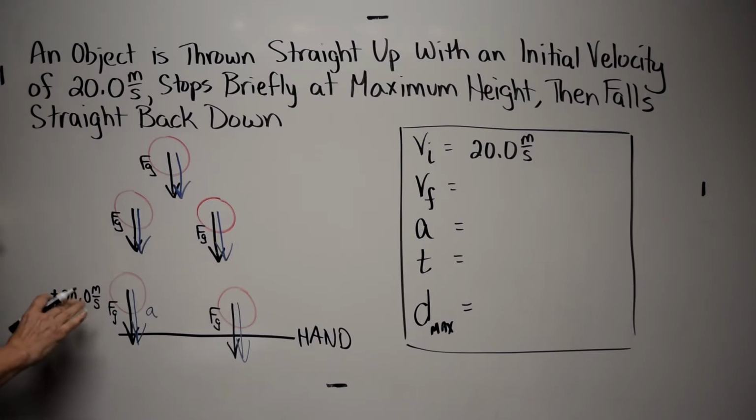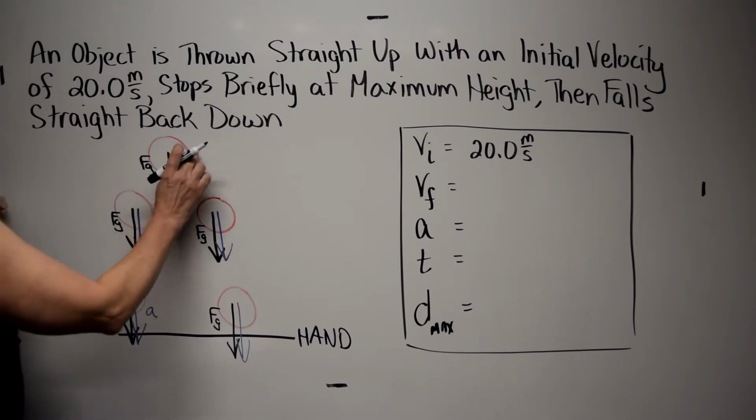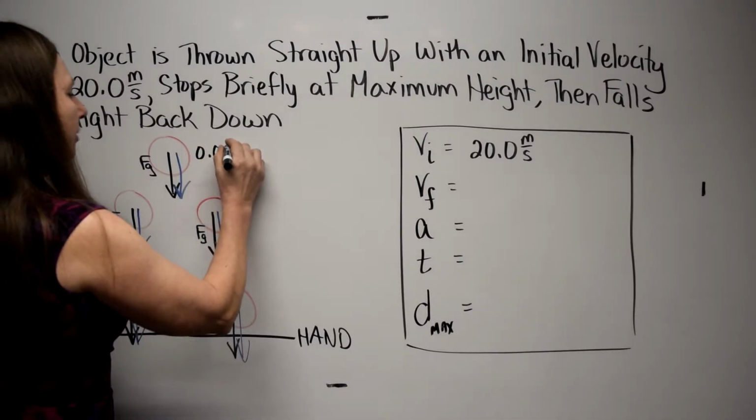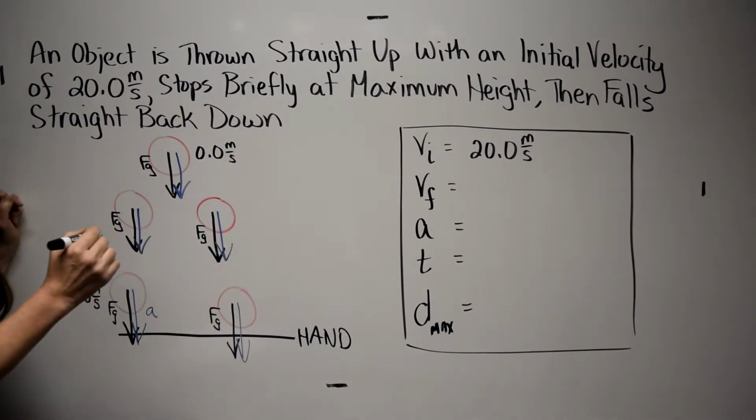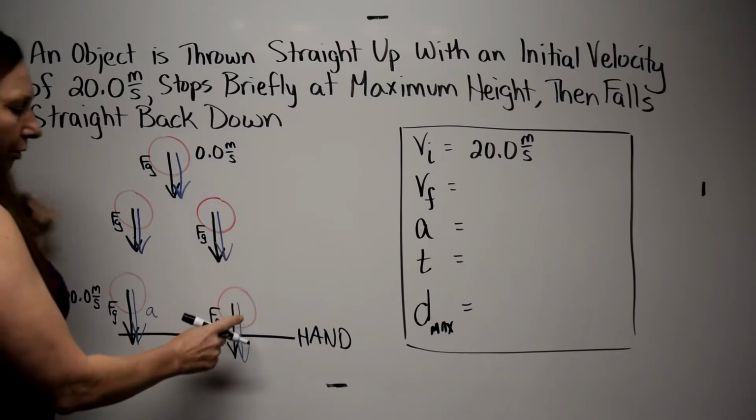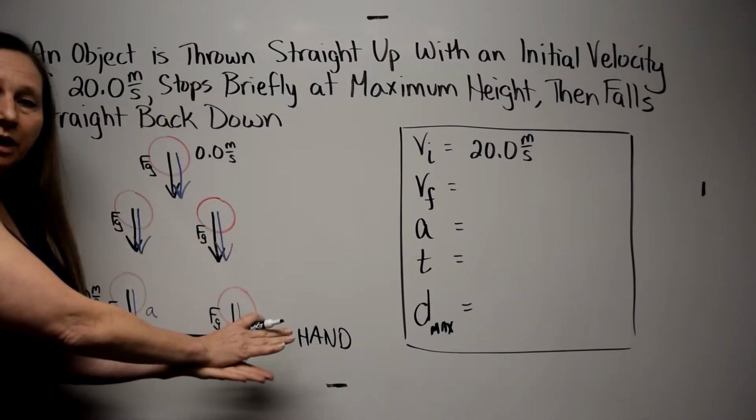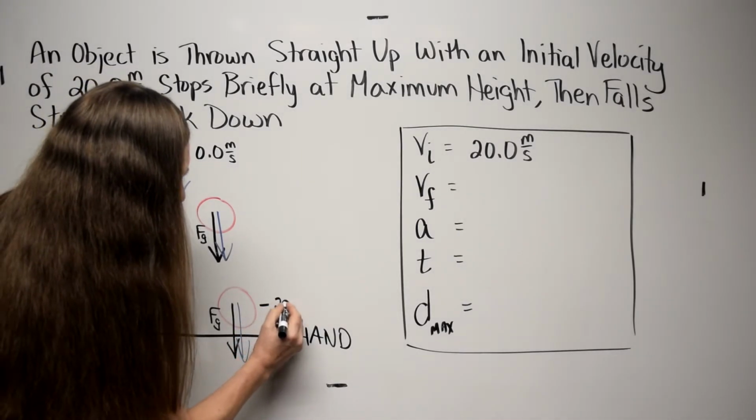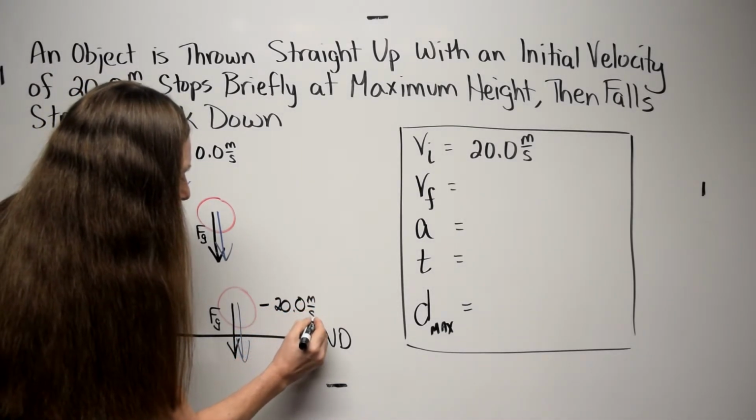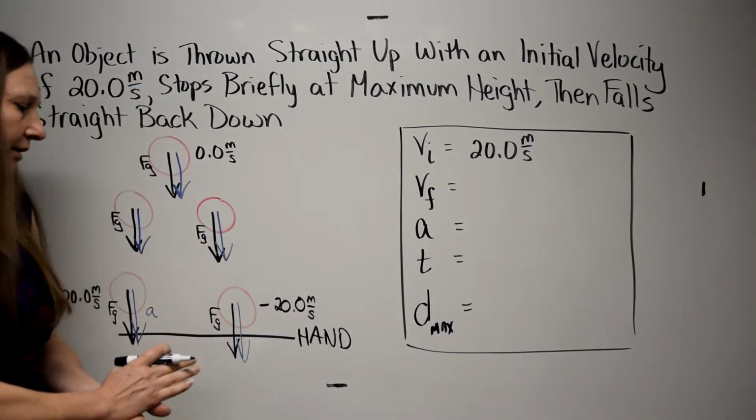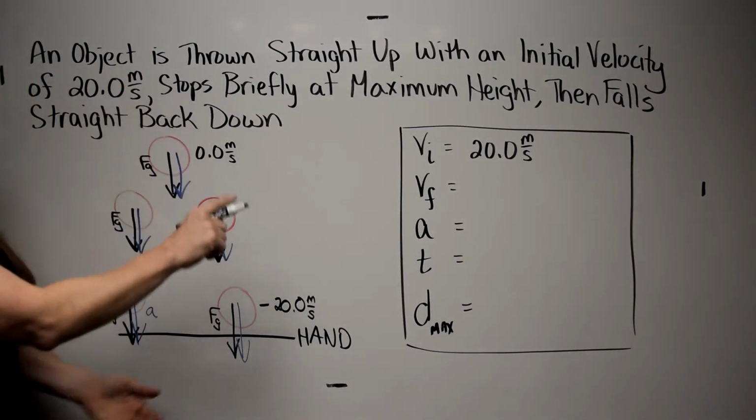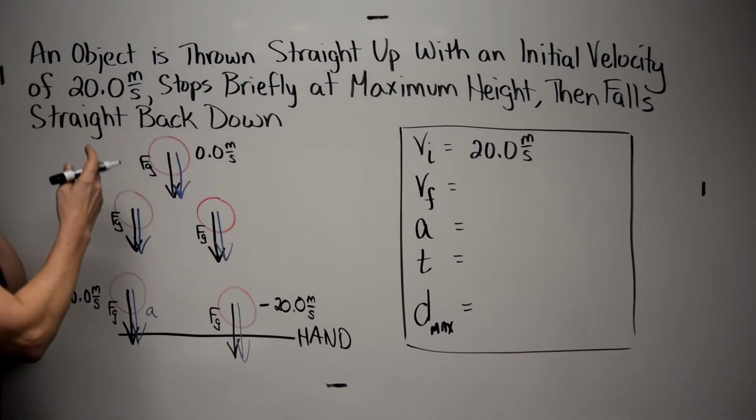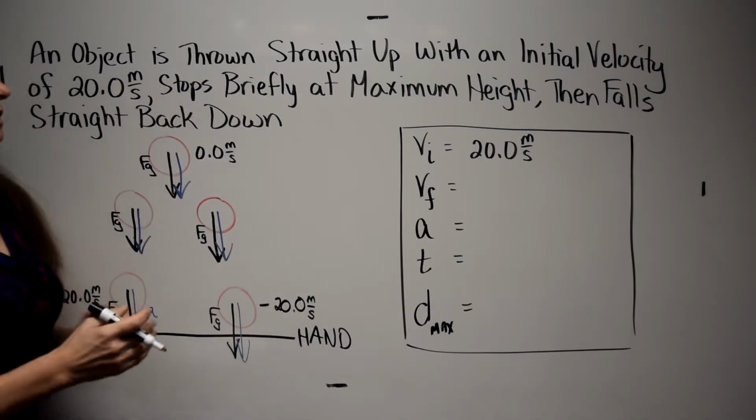All right, positive 20 meters per second. We know that at the top here, it stops. So the velocity here is 0 meters per second. Now, when the ball gets back down and slams onto my hand, we know that the velocity here is negative 20 meters per second. It hits my hand. Right, if it started at 20, then coming back down, it's 20. But here it's going up, it's positive. Here it's coming down, it's negative.